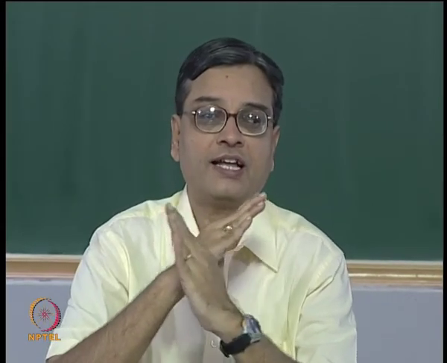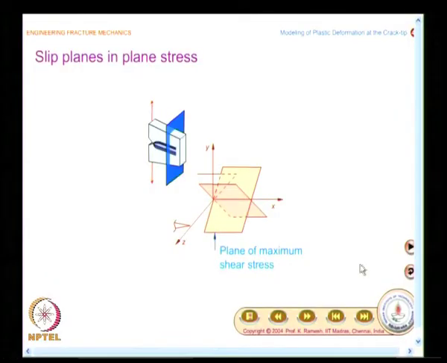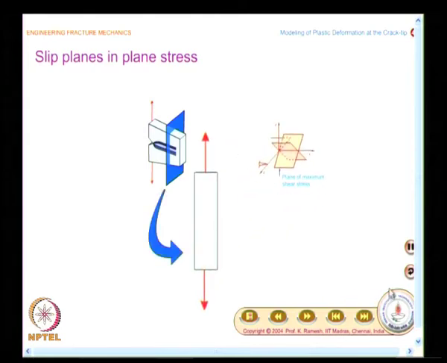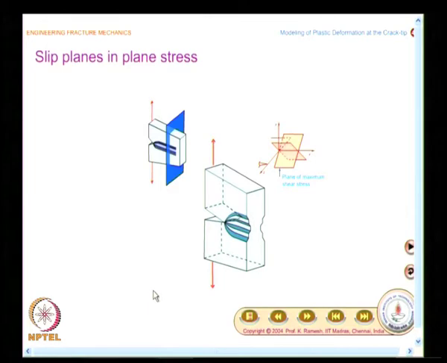So, if you have the crack, it will be like this. So, that dictates how the slipping action would occur, and that is depicted in the animation. Initially a two dimensional sketch is put. So, you could see that slipping occurs like this. So, the slipping plane is quite different from what you had seen in the case of plane strain.